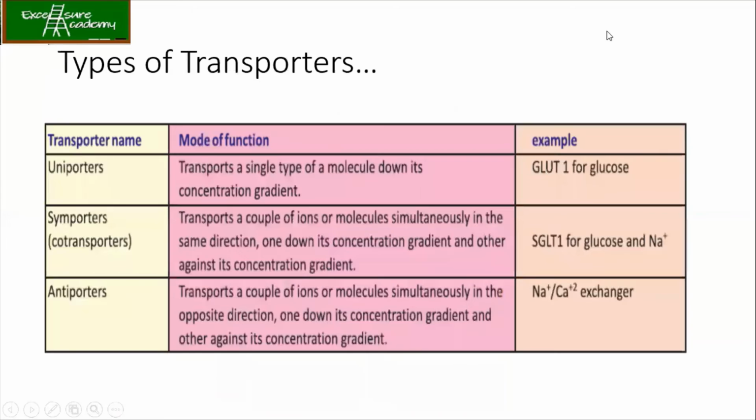Okay, so these are the types of the transporters: uniporters, symporters, and antiporters. Okay, so uniporters, as the name says, it is going to transport single type of molecule down its concentration gradient. An example is glucose. ठीक है?